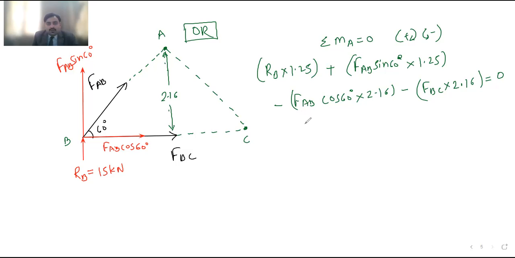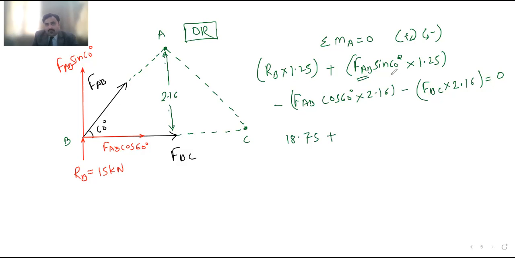Now, if you solve it further, what you will get? Put the value of RB over here. What is the value of RB? 15 into 1.25. What does it come to? 15 into 1.25 is 18.75. So I will write here 18.75 plus.